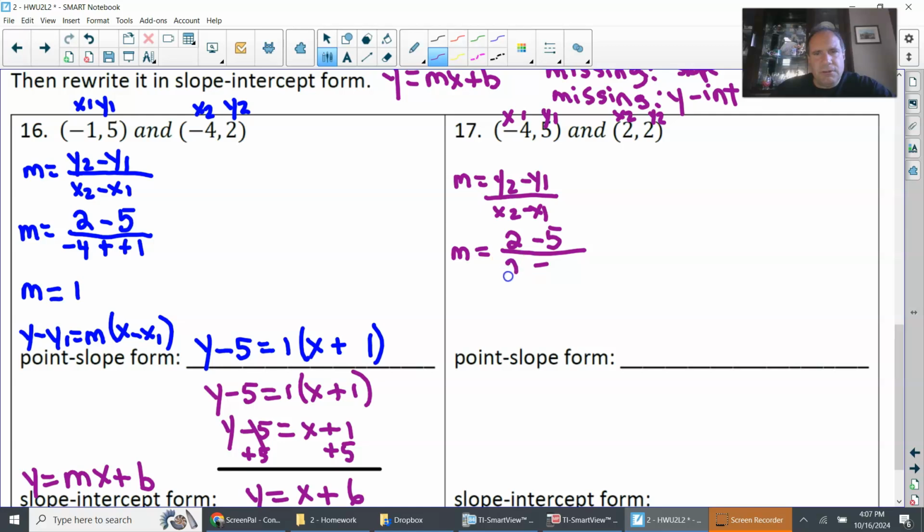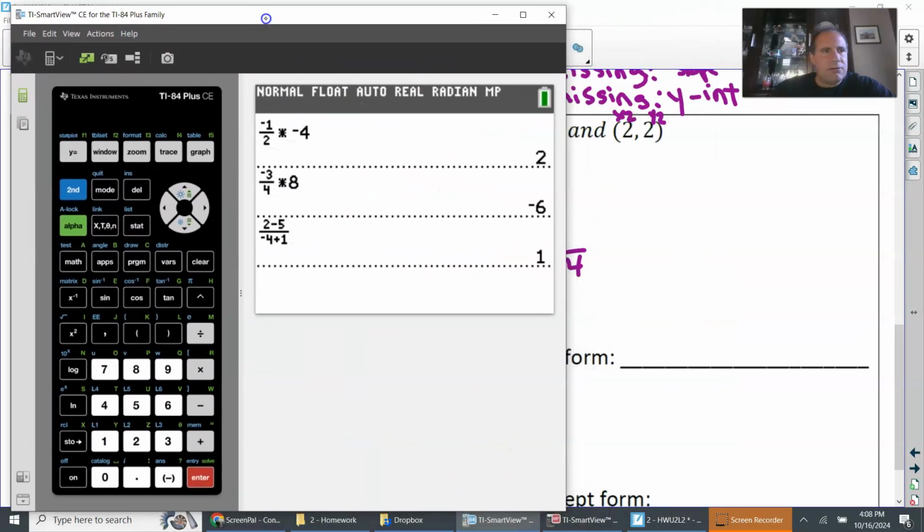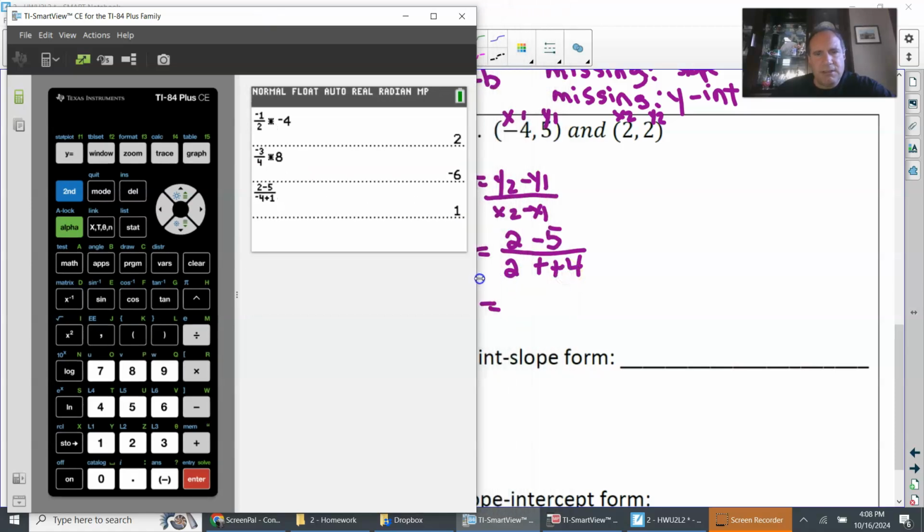x2 is 2. Minus x1 is negative 4. I'm going to do plus plus because of that double negative. I'm going to grab my calculator, and again, don't do anything without it. I'm going to make this a little bit smaller so you can see what I'm doing.